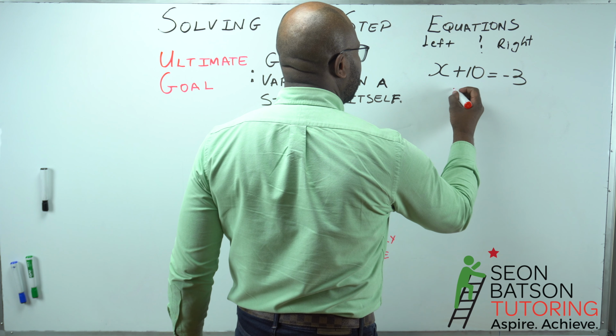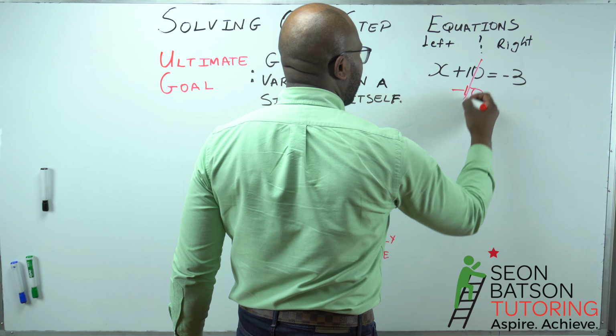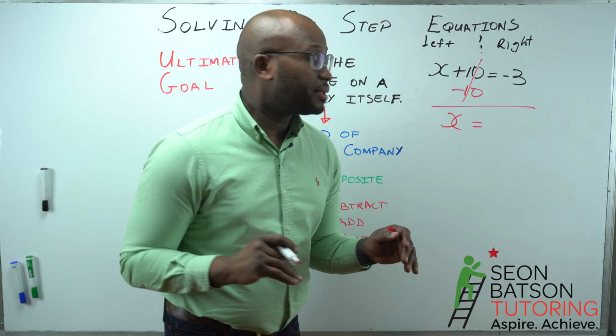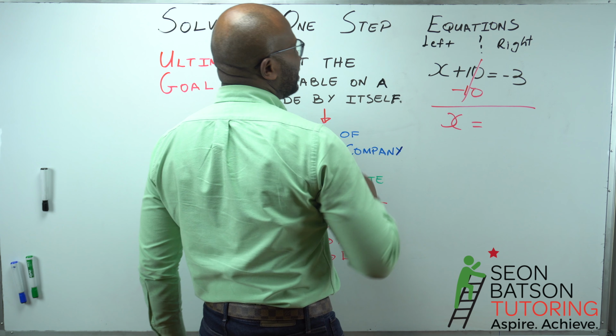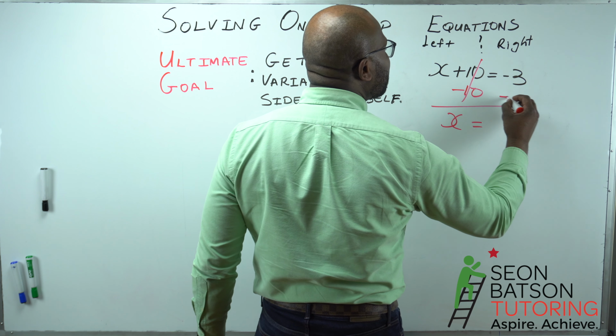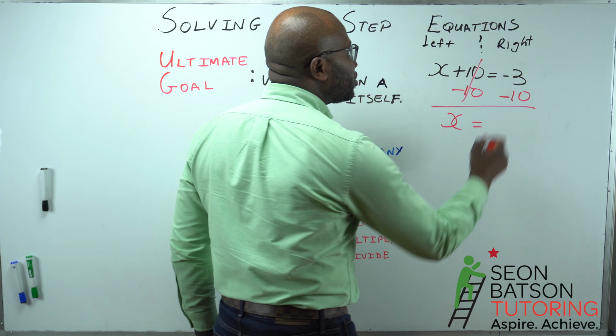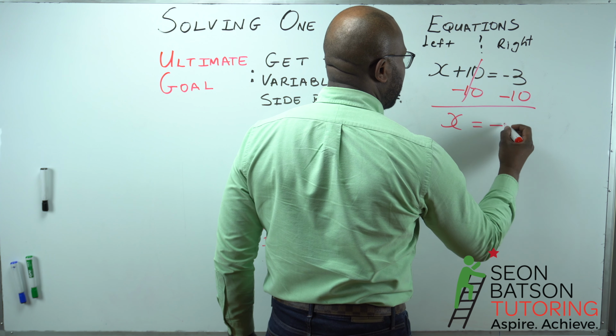So we subtract 10, and 10 minus 10 is 0. So that 10 is gone. So the x is by itself on the left side. However, we aren't finished. Yes? Remember, if we subtract 10 on the left side, we have to subtract 10 on the right side. So minus 3 minus 10 gives us minus 13.